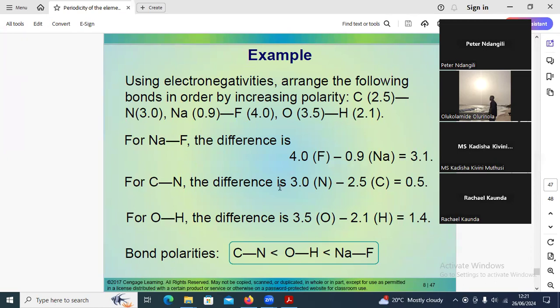Again, this is an example which is using electronegativities, arrange the bonds in order of increasing polarity. How do we do that? Just get the difference. Now, if the difference is very small, then the bond polarity is very low. When the difference is very large, then the bond polarity is very high. And therefore, I want you to look at this.